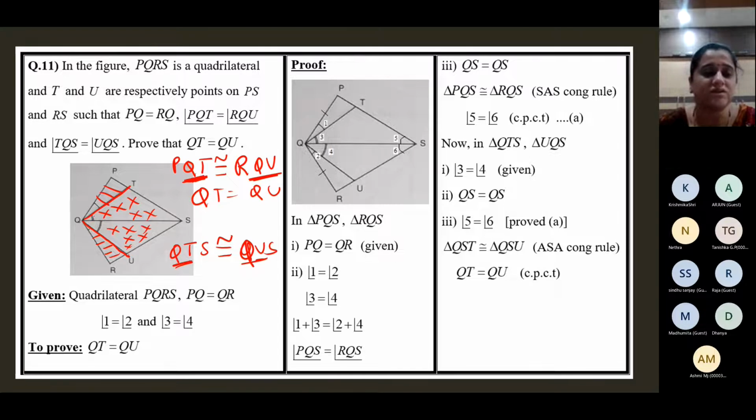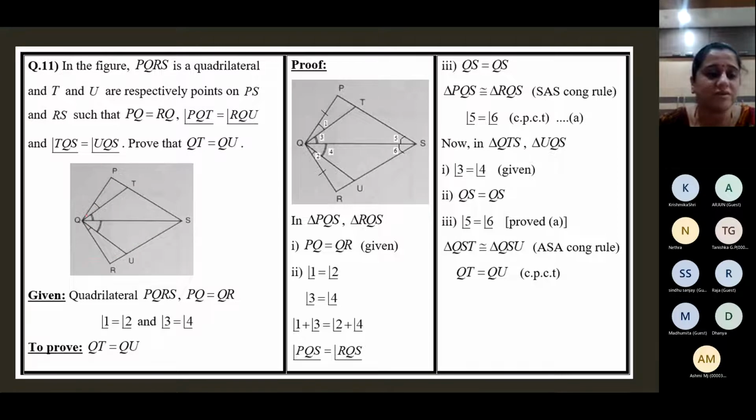Because QT is the side common to this triangle and this triangle. QT is a side of this triangle as well as this triangle. We have to prove that QT is equal to QU. So QT is in two triangles. This line segment QT is here and here, and the line segment QU is here and here. So you can take up triangle 1 and triangle 2, show that they are congruent and get this result, QT is equal to QU. Or you can take up triangle 3 and triangle 4, show that they are congruent.